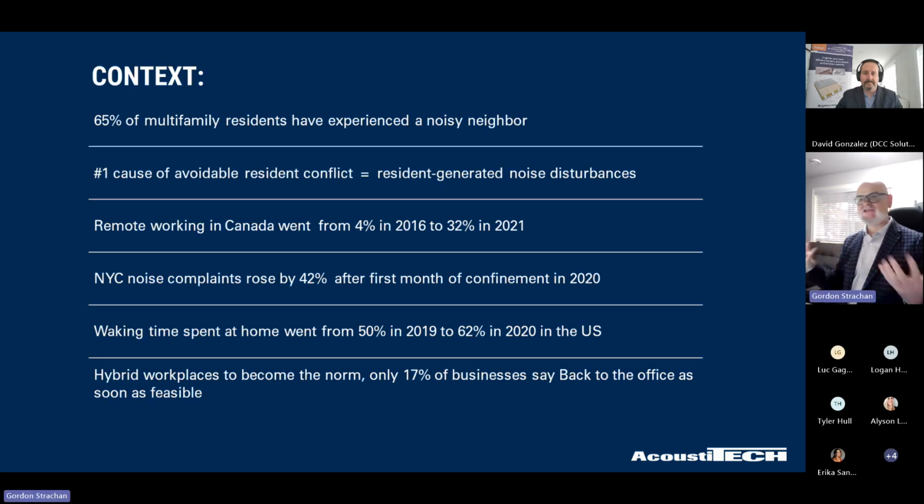So in context, why is all of this important? Well, 65% of multifamily residents have experienced a noisy neighbor, whether they've made a public complaint about it or not. It's just a typical fact of living in multifamily buildings. I just moved from a single family home to a townhouse, and even though it's only a duplex, the sound propagation through the building is more than I expected. The number one cause of avoidable resident conflict is noise.